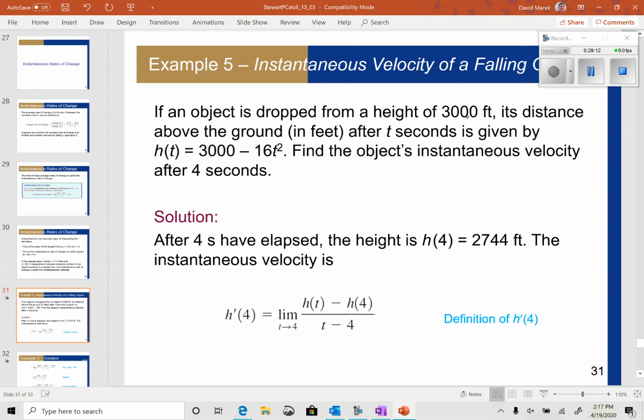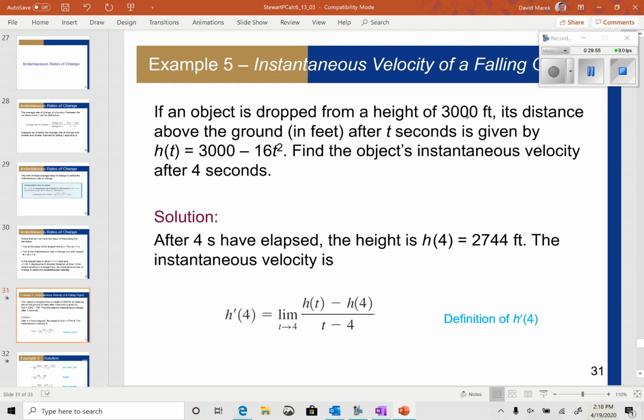For example, we started quite high, and we've dropped something. If an object is dropped from a height of 3,000 feet, okay, you're not getting on top of your roof to do this. Don't get on top of your roof, that's dangerous. Its distance above the ground, measured in feet, after t amount of time, measured in seconds, is given by, yay, the force of gravity, h of t, the height as a function of time, is 3,000 minus 16t squared. How fast is that thing moving after 4 seconds?